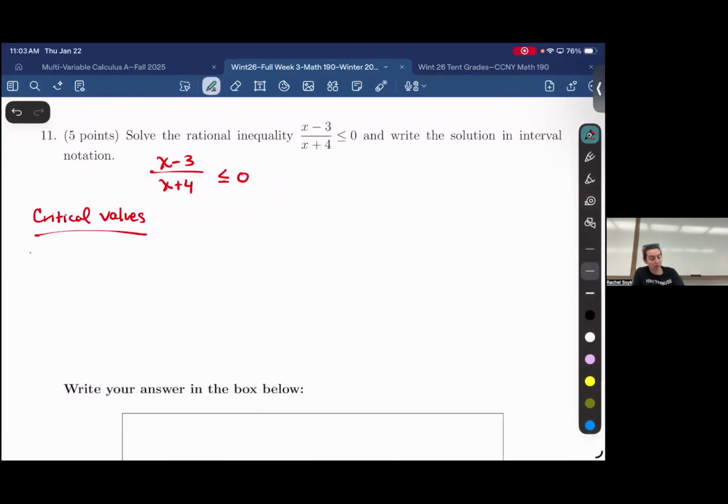So our two values of x are what? Yeah. When x is -4, this makes it undefined. So are we going to have an open or closed circle here? Open. And when x is equal to 3, this is going to make it 0. Let's look at our inequality here. Are we including 0? Yeah, so are we going to have an open or closed circle here?